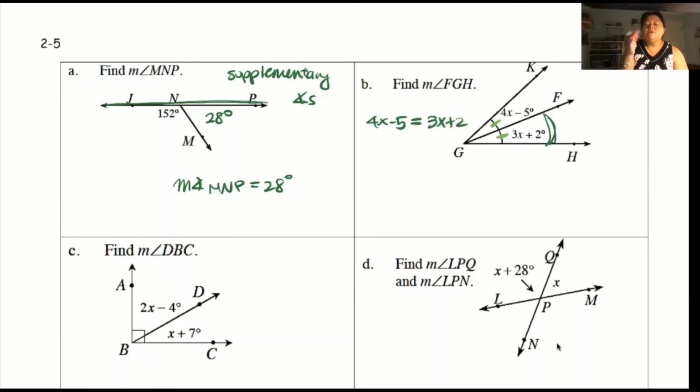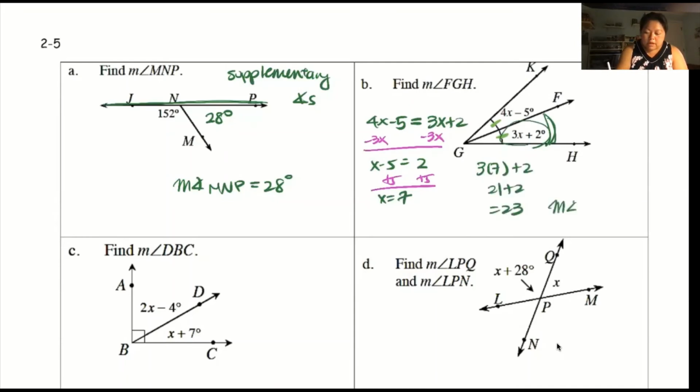Now that you have it set up, use the algebra to help you solve. I would subtract 3x on both sides and get x minus 5 equals 2. Lastly, add 5 on both sides, and I get x equals 7. But wait, that's not what I'm solving for. I'm solving for the angle. So I can plug that 7 back into the angle I'm looking for. 3 times 7 plus 2 is 21 plus 2, 23. So the measure of angle FGH is 23 degrees.